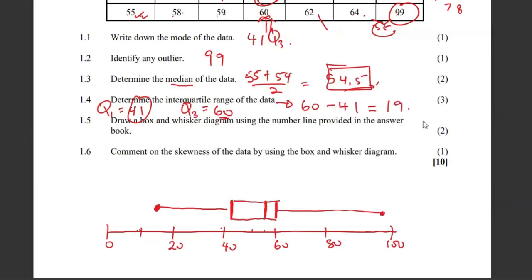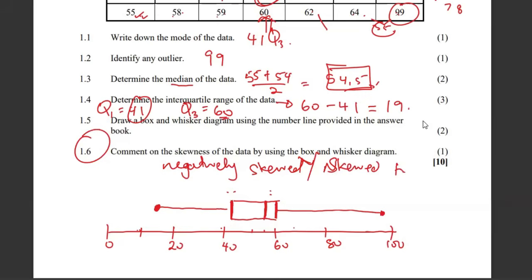Having looked at this box and whisker, 1.6 is asking us to comment on the skewness of the data from the box and whisker. You can see that there is more space between the Q1 and the Q2. So this data is negatively skewed, or someone would say that it is skewed to the left. Okay, so that is question number 1, 10 marks in the bag.